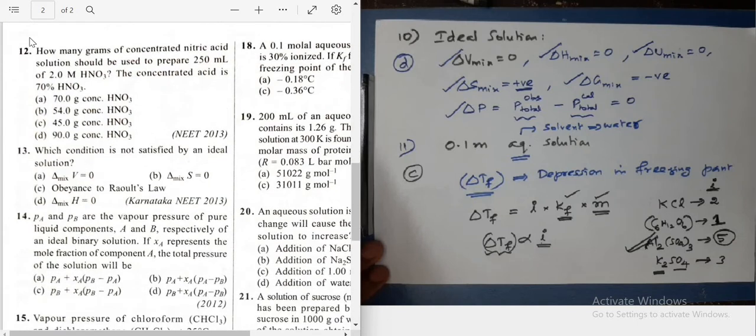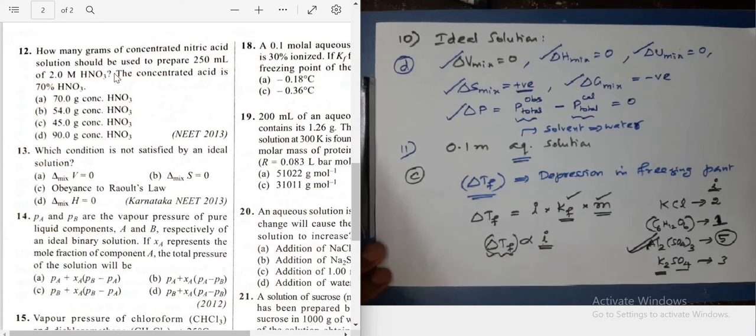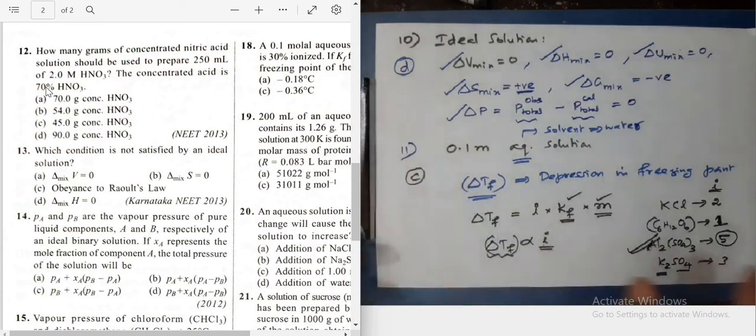Question number 12. How many grams of concentrated nitric acid solution should be used to prepare 250 ml of 2 molar, capital M means molar, 2 molar nitric acid. Concentrated acid is 70% nitric acid. Okay, right.